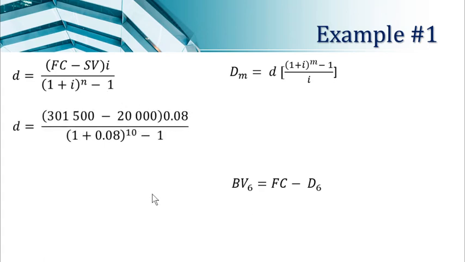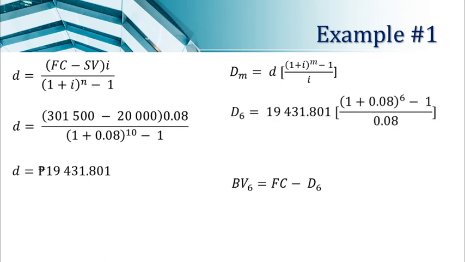Let's substitute all the given data in the problem. We have 301,500 minus 20,000 multiplied by yung 8% na worth ng money mo. In decimal form, we have 0.08 over 1 plus 0.08 raised to 10 minus 1. 10 kasi, di ba, ang useful life natin ay 10 years. Then, computing for this equation, we have 19,431.801 pesos as our annual depreciation. Meron na tayong D na maliit.